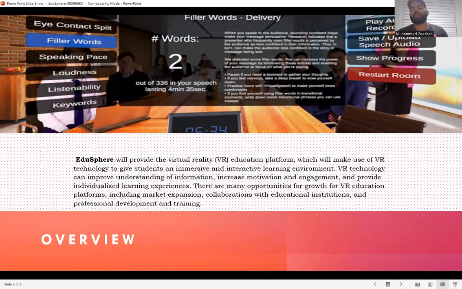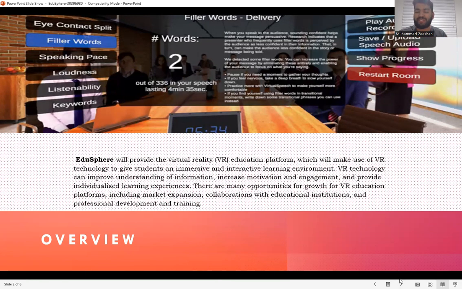So what this business is about, I will give you the overview of EduSphere. EduSphere will provide a virtual reality education platform, which will make use of VR technology to give students an immersive and interactive learning environment. VR technology can improve understanding of information, increase motivation and engagement, and provide individualized learning experiences. There are many opportunities for growth for VR education platforms, including market expansions, collaborations with educational institutions, and professional development and training. So that's the overview of EduSphere.